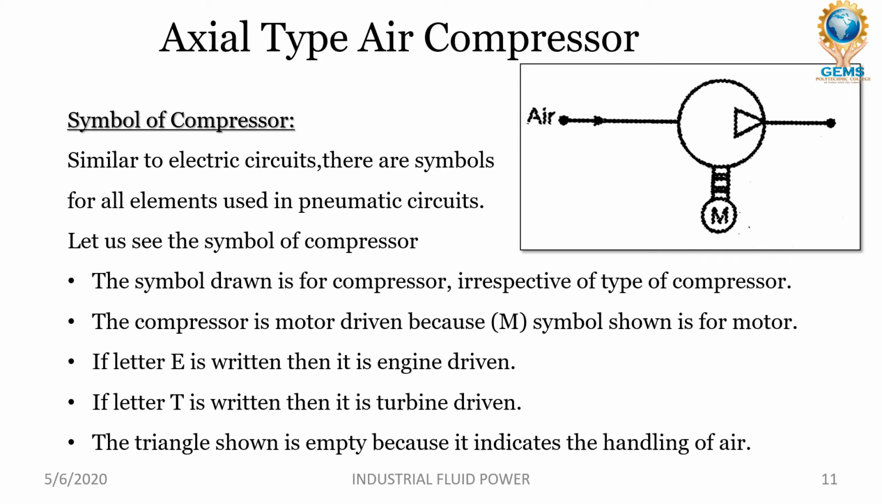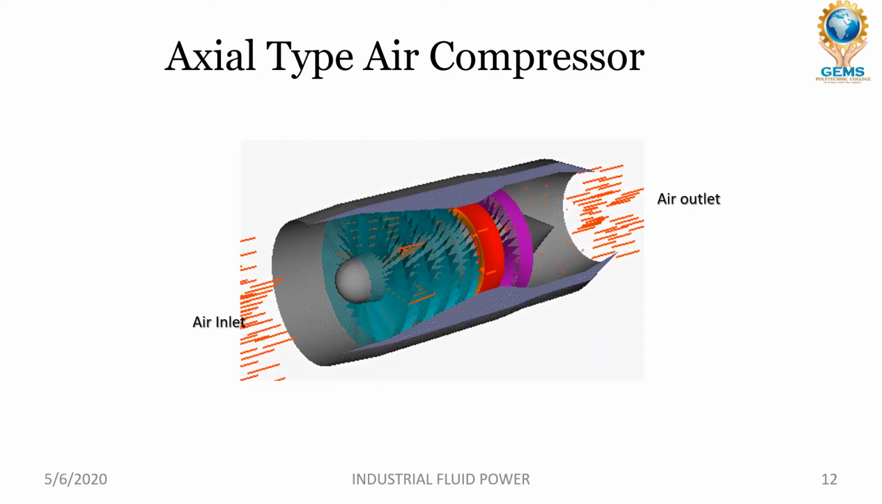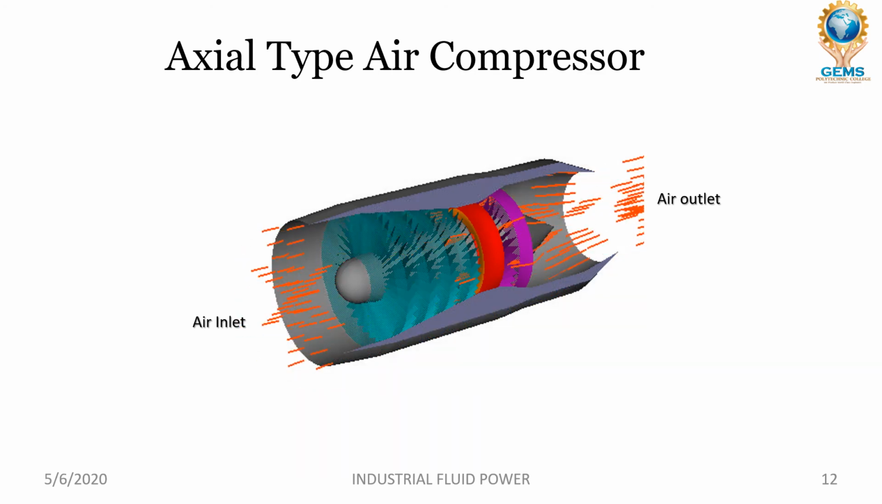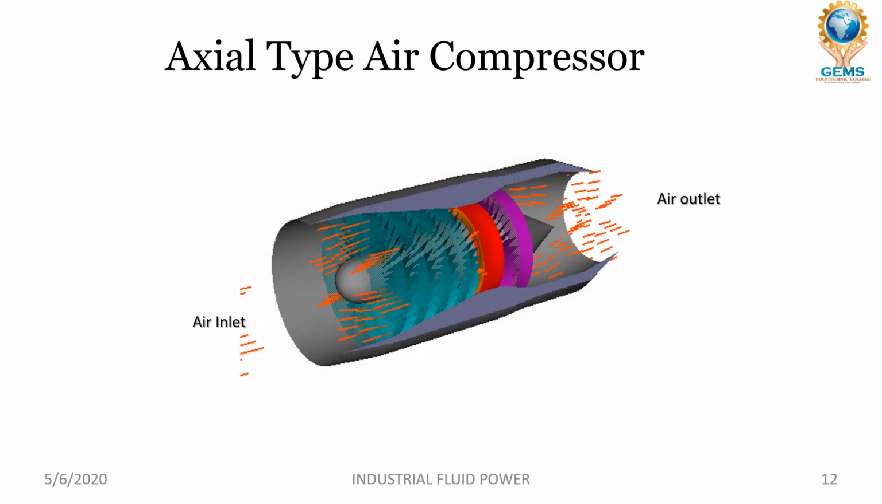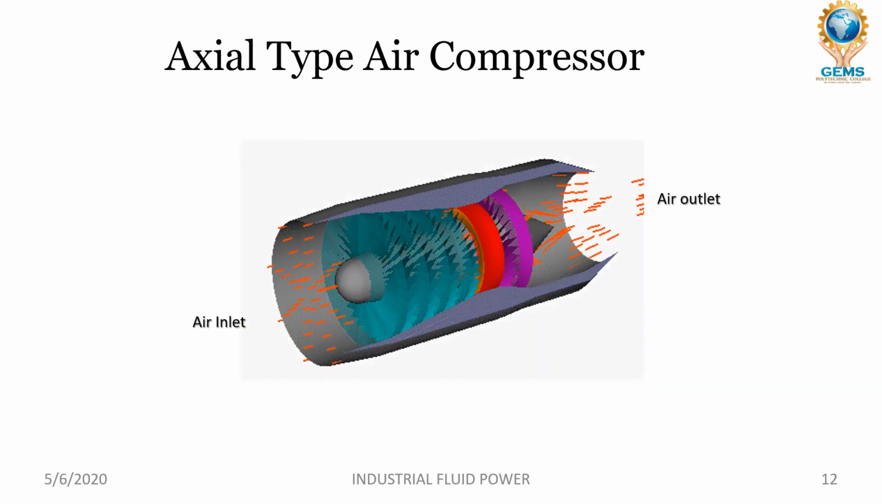The triangle shown is empty because it indicates the handling of air. For pneumatic compressors and pneumatic systems, the triangle will be plain, blank, empty. It is not dark shaded. It is plain, which means it handles air. So this is the animated view of the axial type air compressor. There are a series of blades connected, and these sets are connected in parallel.